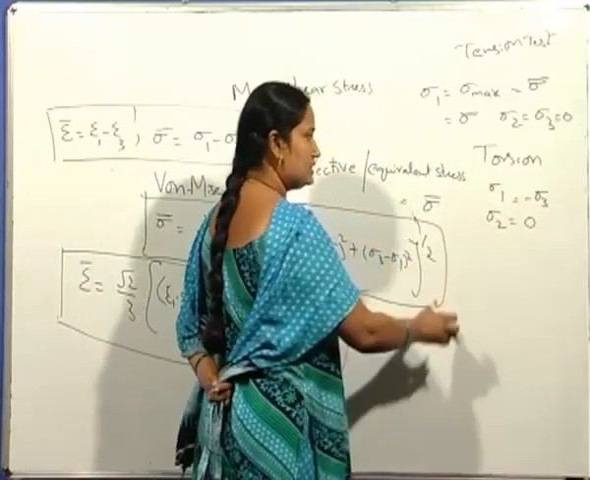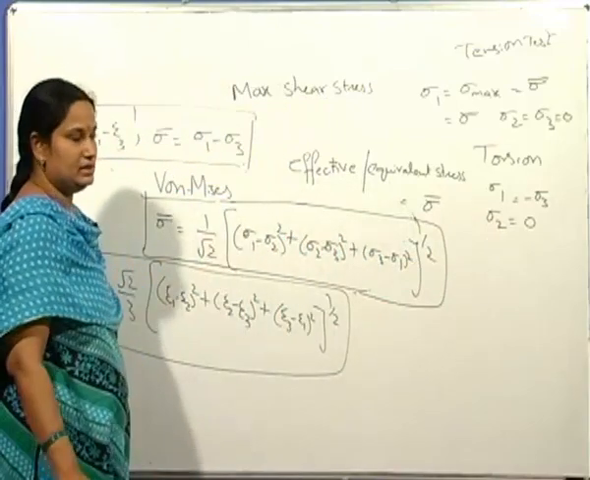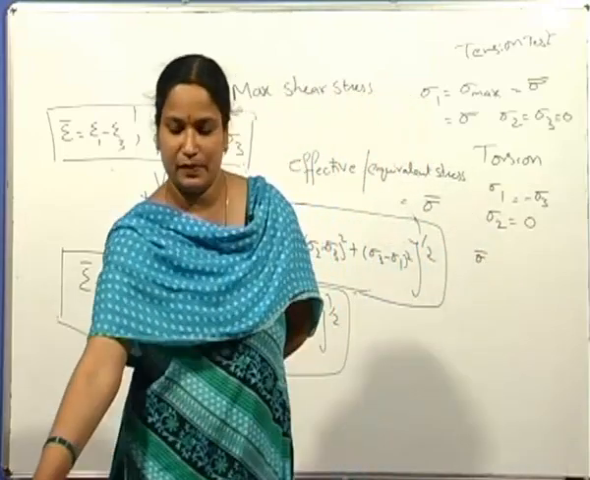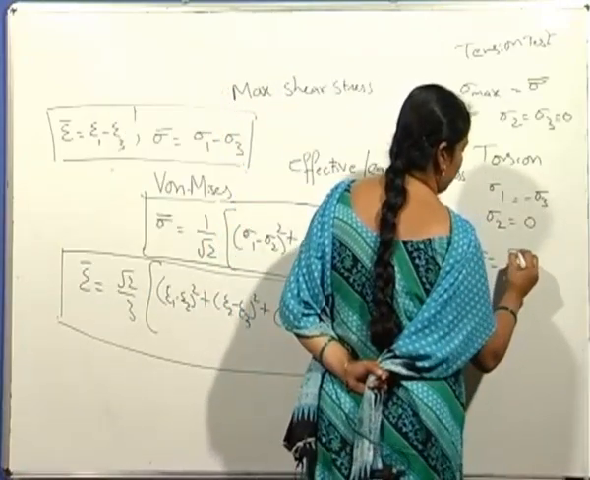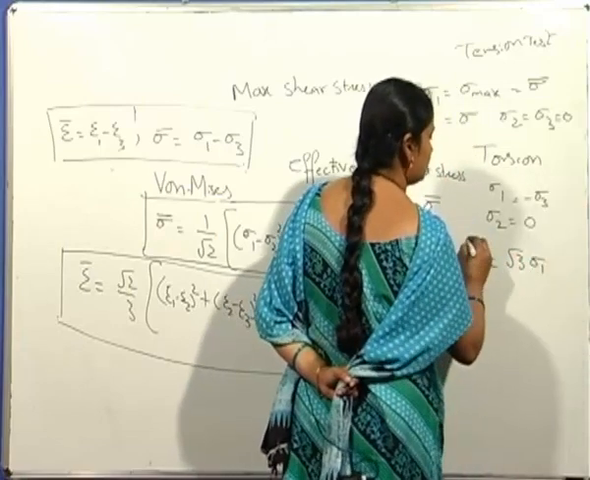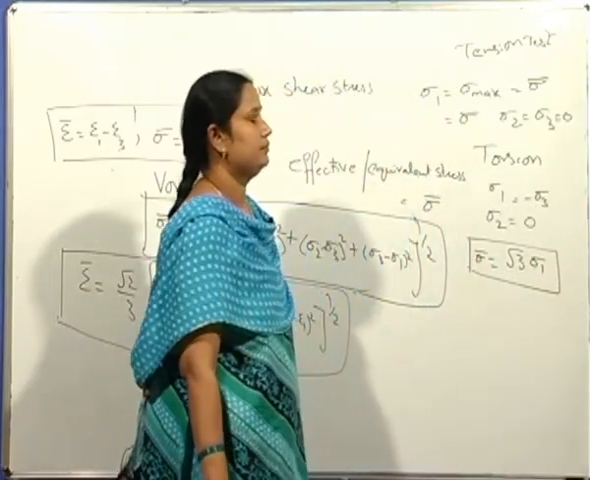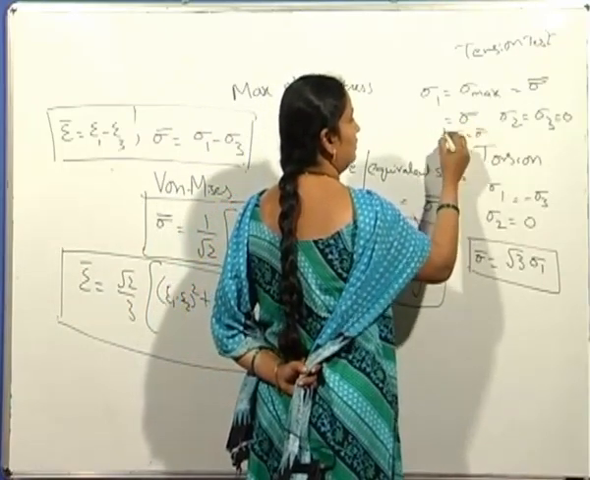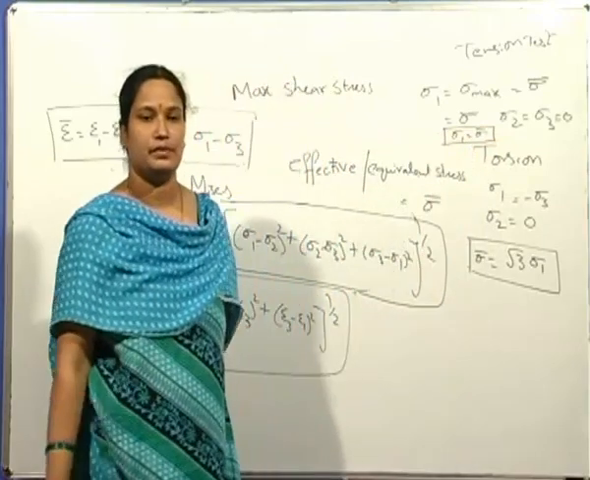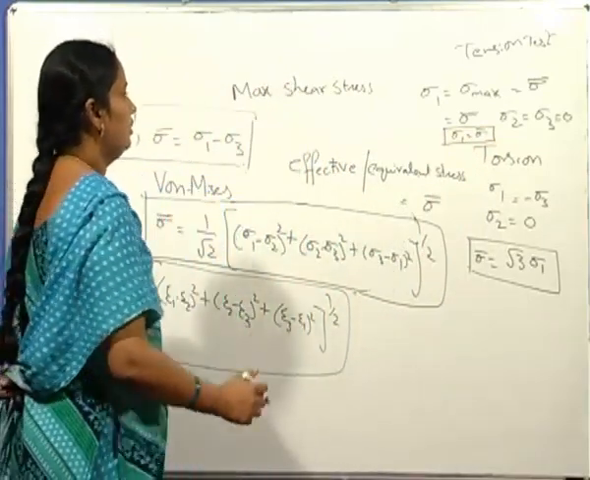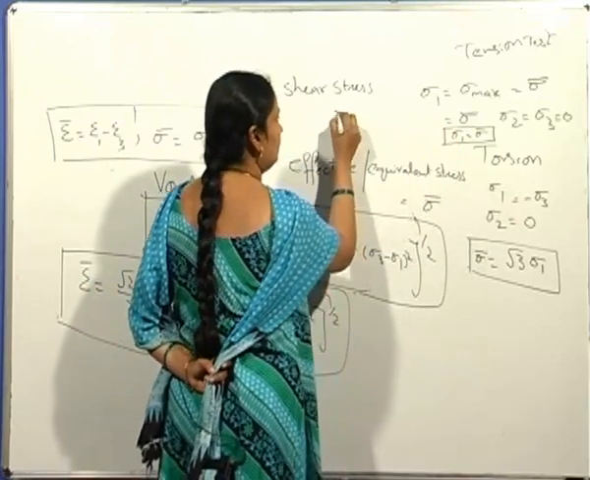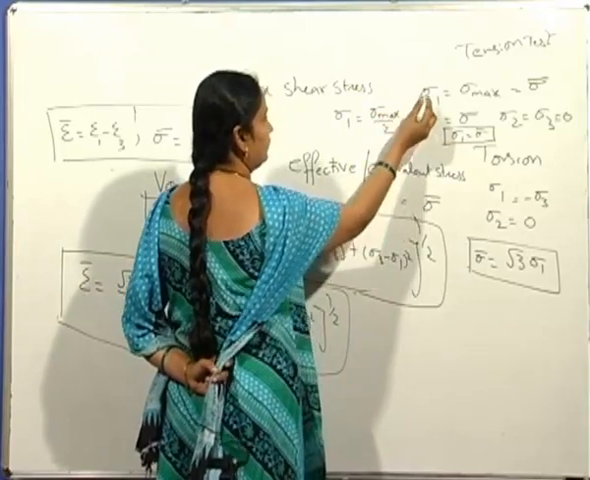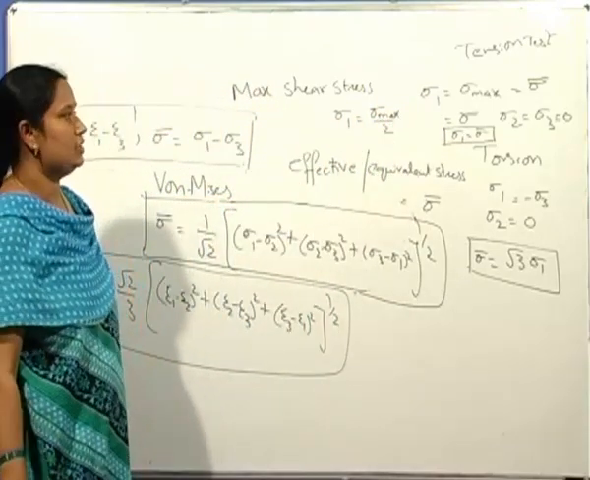So substituting these in the case of von Mises criteria, we have equivalent stress is equal to root 3 times sigma 1. This is for the case of torsion, whereas sigma 1 is equal to sigma bar, this is the case for tension test. Now sigma 1 is equal to sigma max by 2. That is for the case of tension test.